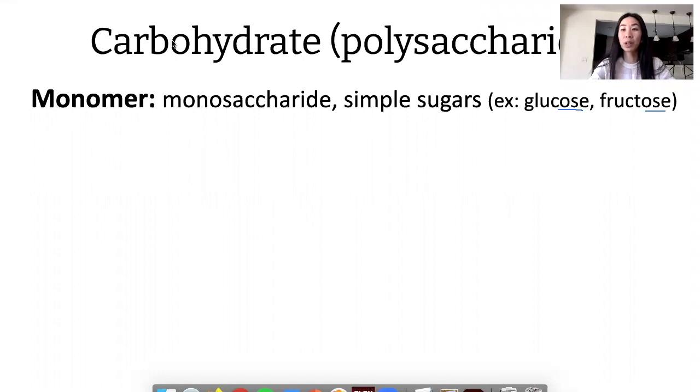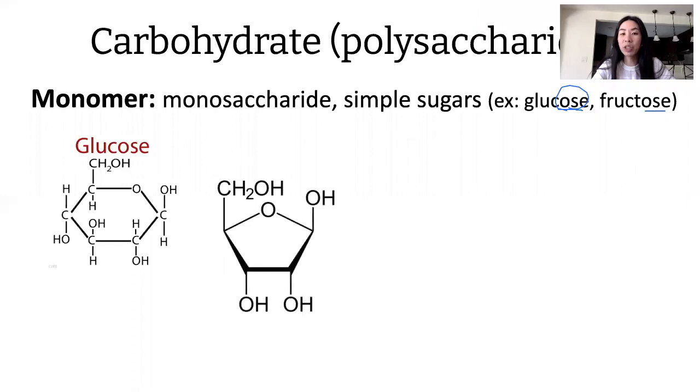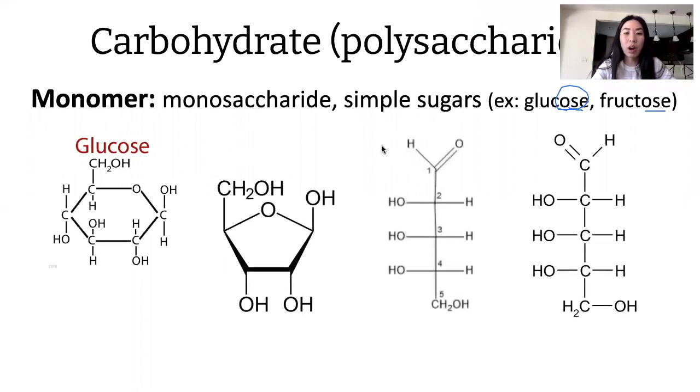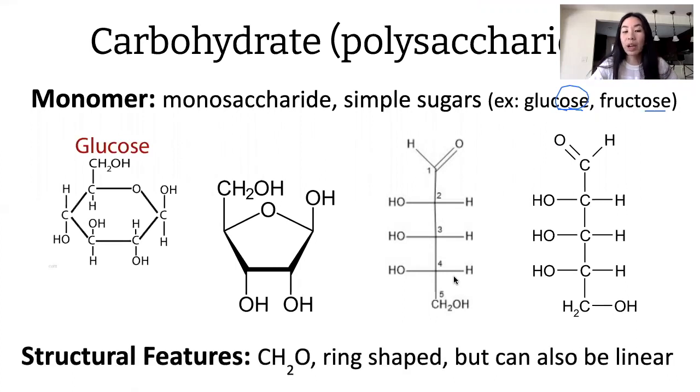So I could think of sucrose, lactose, galactose, any of those words, if you see it ends in -ose, it's going to be a sugar. Okay, this was part of your pattern matching. You can see that sugars could be ring-shaped or they could be linear. One thing though that tells me it's a sugar is that in these rings, it's just carbons, hydrogens, and oxygens, C, H, and O. So structural features of carbohydrates are CH2O, meaning this is the ratio of carbon, hydrogen, and oxygen. They can be ring-shaped, but also linear.